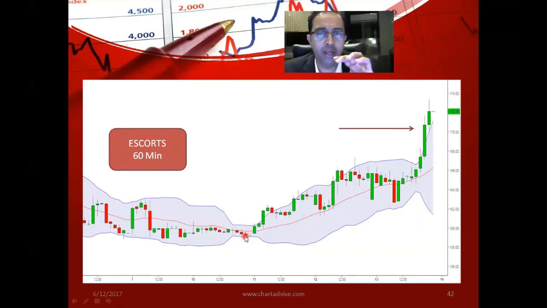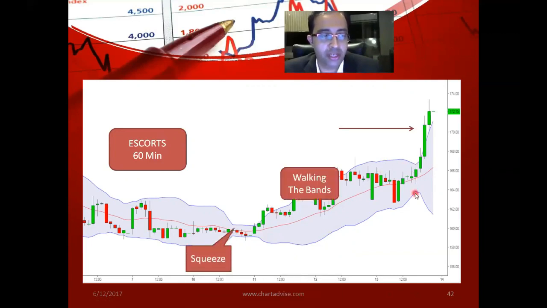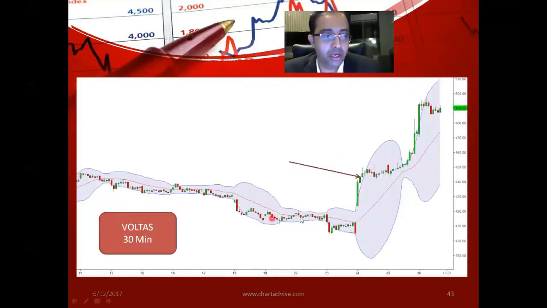Smaller the squeeze, better is the result. You can see here, smaller squeeze, better result. Again here, there was not much of a squeeze happening. But then you can see here, smaller the squeeze, better result. This is a chart of Voltas.